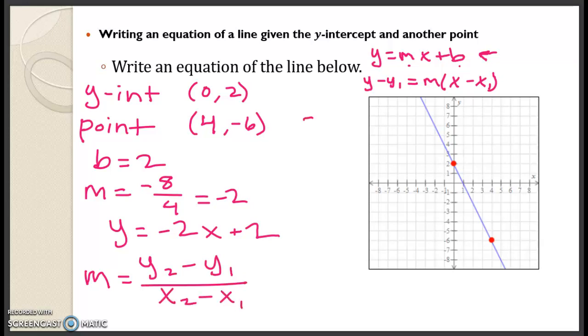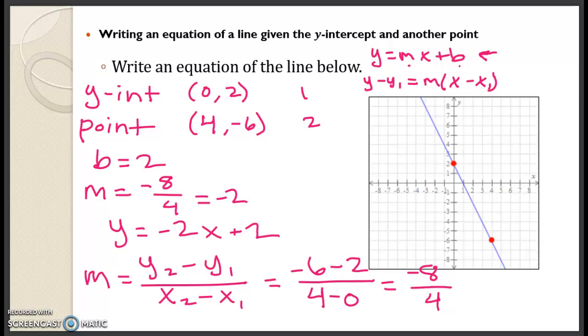Now if we label this point 2 and this point 1, then that's going to be y2 is -6, y1 is 2, x2 is 4, and x1 is 0. So we can see how we get that change in y is -8, and that change in x is 4. So I'm going to get the same thing either way.